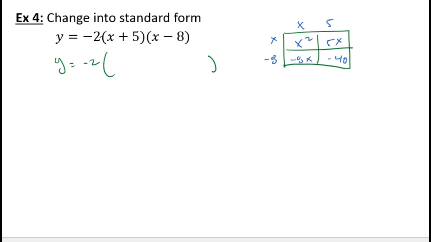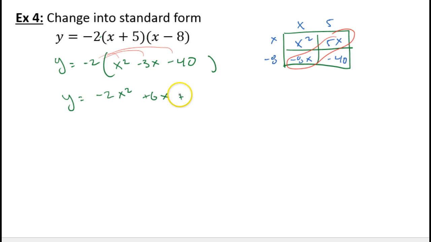Cool. I'm going to combine my like terms. This term combines with this term. So really what I'm left with is x squared minus 3x minus 40. Now I have to distribute my negative 2 to all three of these terms. My final answer in standard form is negative 2x squared plus 6x plus 80. And we're done.